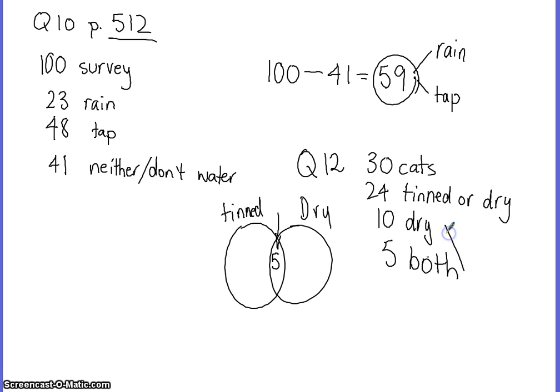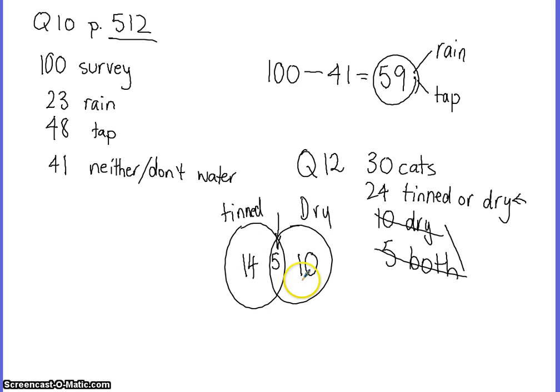The next bit of information is that 10 like dry, so 10 must live in there. We're not necessarily sure what lives there, but we've got a bit of a hint in this bit of information. 24 like tinned or dry. If we've got 10 here, we've got 5 here, how much must be here, Jared? 14. Why? 24 take away your 10 gives you 14, because 24 like tinned or dry. So it must be 14.